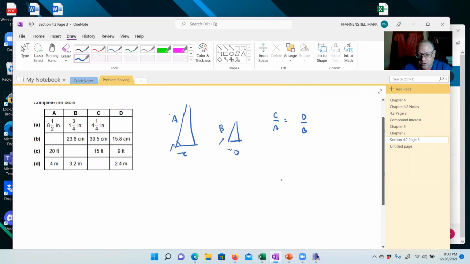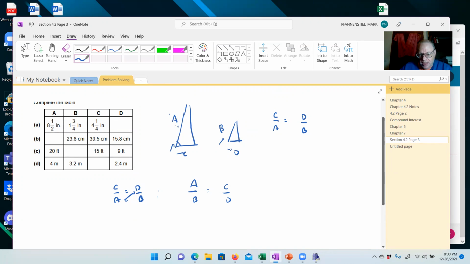But notice that C over A is equal to D over B, and what I'm going to do is say this is A over B, because we're just cross multiplying here. We have A over B, and that is equal to C over D, because we're going to multiply over there. So again, just cross multiply really.